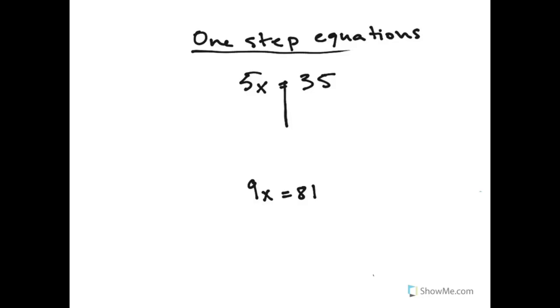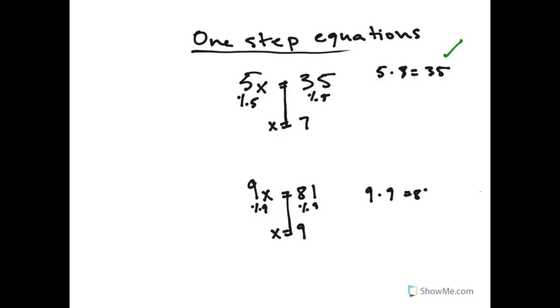So once again, we're going to divide by 5 on both sides. x equals 7. 5 times 7 equals 35, which matches up to our answer right here, which means we did it correct. We're going to do the exact same thing here, divide by 9 on both sides. x equals 9. 9 times 9 equals 81, which is the exact same thing that we have right here, which means we did it the correct way.